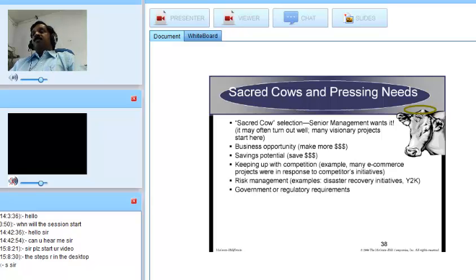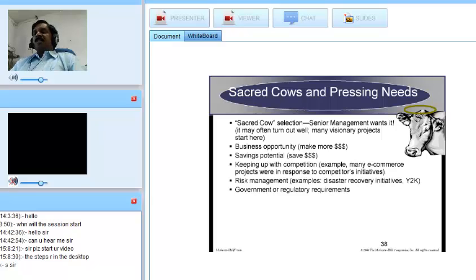Or to keep up with the competition, because as all of us understand, in the competing world, the companies compete for the market. So if you are doing a project and if you are able to get a benefit out of the project with which you can effectively compete with your competitors. For example, many e-commerce applications were done in response to competitors' initiatives, or for example your website development or any application which can project the customer's requirement properly, etc.